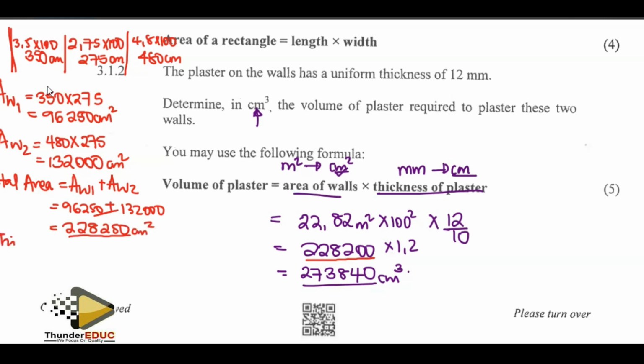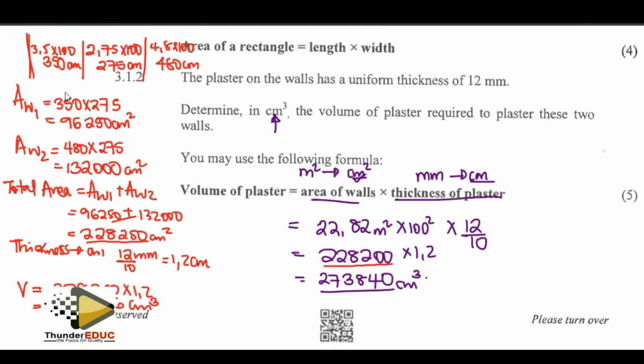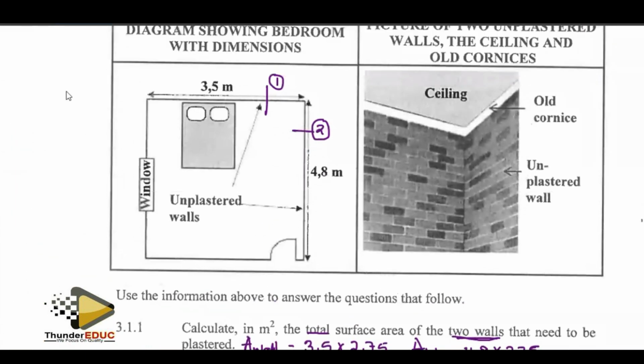So let's change the thickness to centimeters, whereby you get 12 millimeters divided by 10. You get 1,2. These are centimeters. So now your volume would equal this, which is your volume in centimeters cubed. 5 marks. This is when someone changes the measurements that we have already here. We change this to centimeters, which is 3,5 times 100, 4,8 times 100 centimeters. All right, that is it.